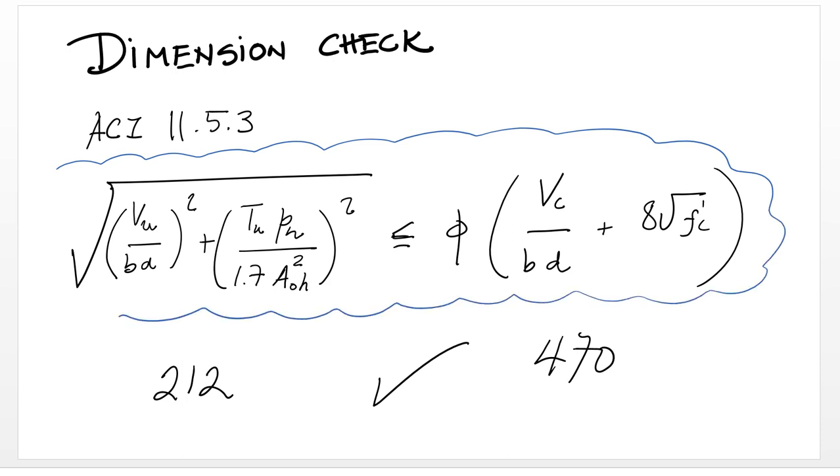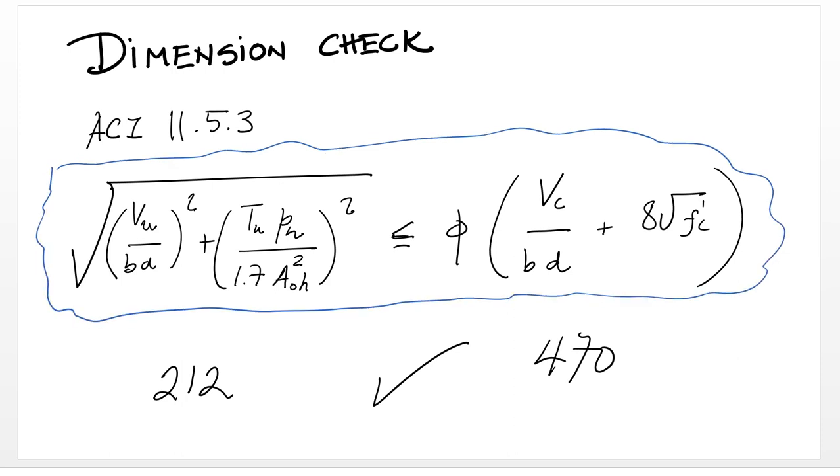I'm not going to show you the details of that calculation, but if you put in all the values, you obtain that the left hand side is 212, the right hand side is 470, and so this means that the dimensions of the beam are adequate and we can proceed to design the reinforcement.